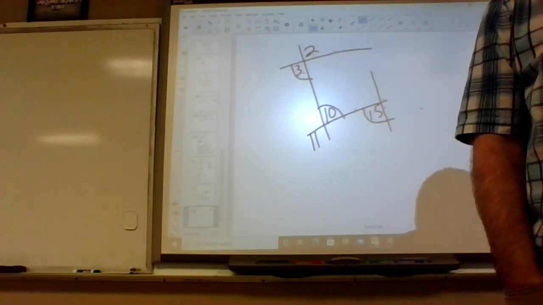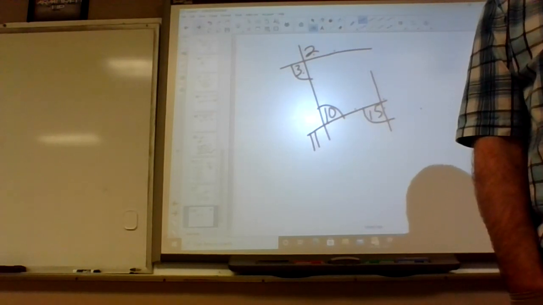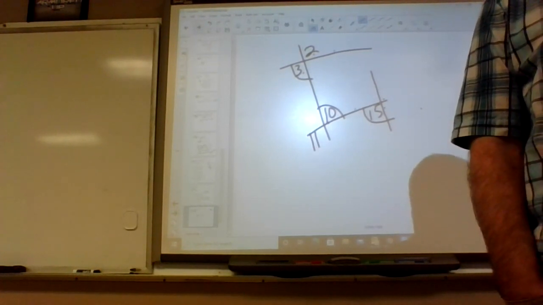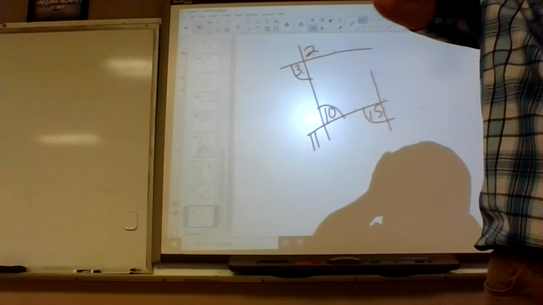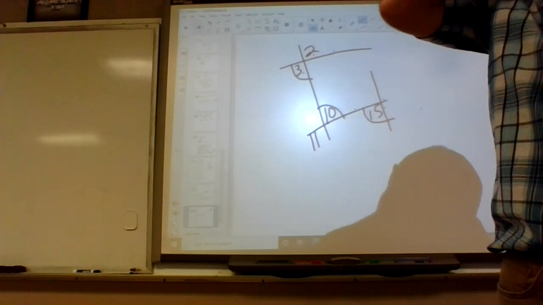Because the line going through the middle makes it add up to 180, or what's the word? Close. A linear pair? Yeah, it's called linear pair. Linear pairs are supplementary. That is a theorem, but you can just say it. Linear pairs are supplementary.